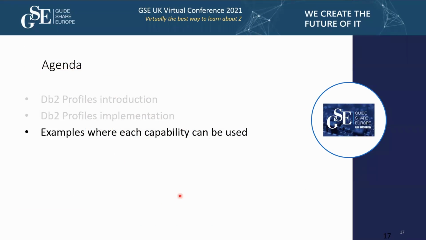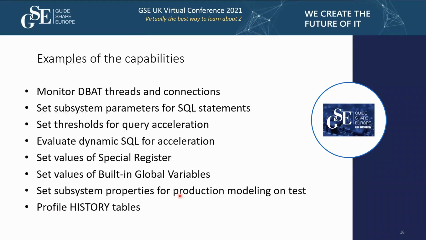Okay, we can cover a lot of capability with Db2 profile. And here I have listed all the capabilities we can cover. So we can monitor debug threads and connections. We can set subsystem parameters for SQL statements. We can set specific thresholds for query acceleration. We can evaluate dynamic SQL for acceleration for specific workloads, set values of special registers, again, set values of built-in global variables. And we can set subsystem properties for production, modeling, and test.